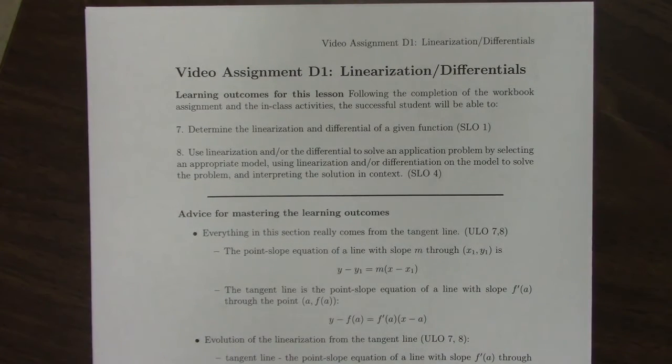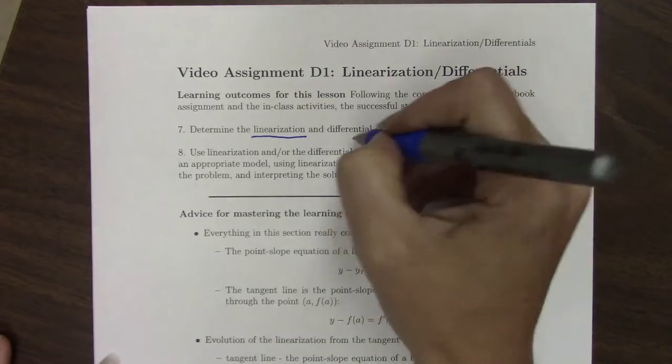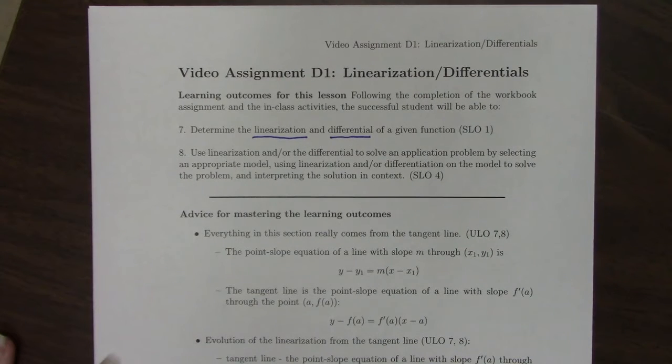For assignment D1, we have the following learning objectives. We're going to determine the linearization and differential of a given function. These are going to be some keywords I want to make sure we understand. And we're going to use linearization and/or the differential to solve an application problem by selecting an appropriate model, using linearization and/or differentiation on the model to solve the problem, and interpreting the solution in context.